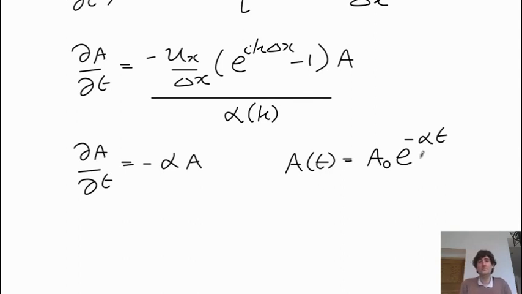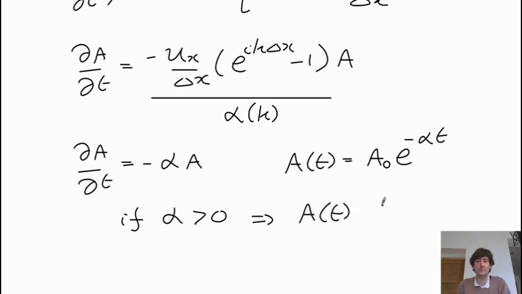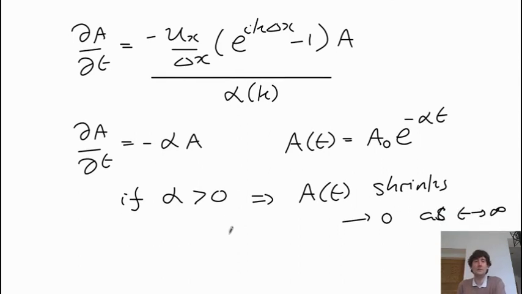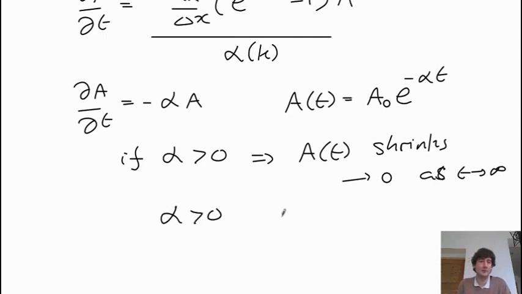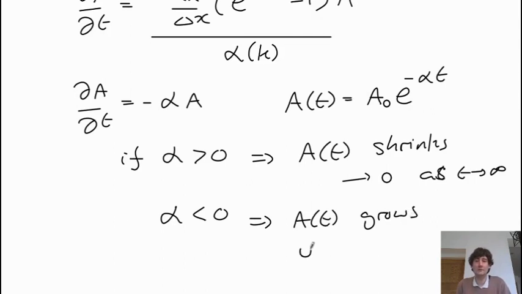And so if alpha is bigger than 0, then this will decay. So A of t shrinks or gets smaller in time. So it basically goes to 0 as t goes to infinity. But if alpha is less than 0, then this is positive, and then this will exponentially grow. So therefore A of t grows. And this is an unstable case.